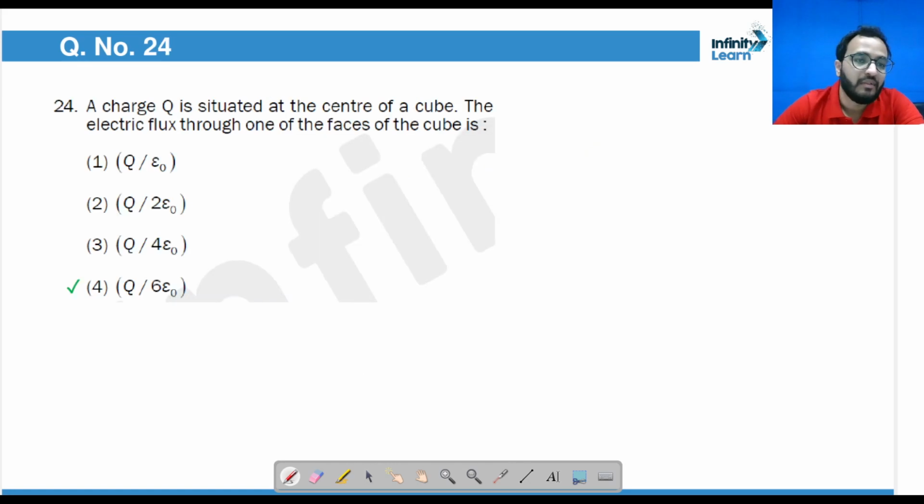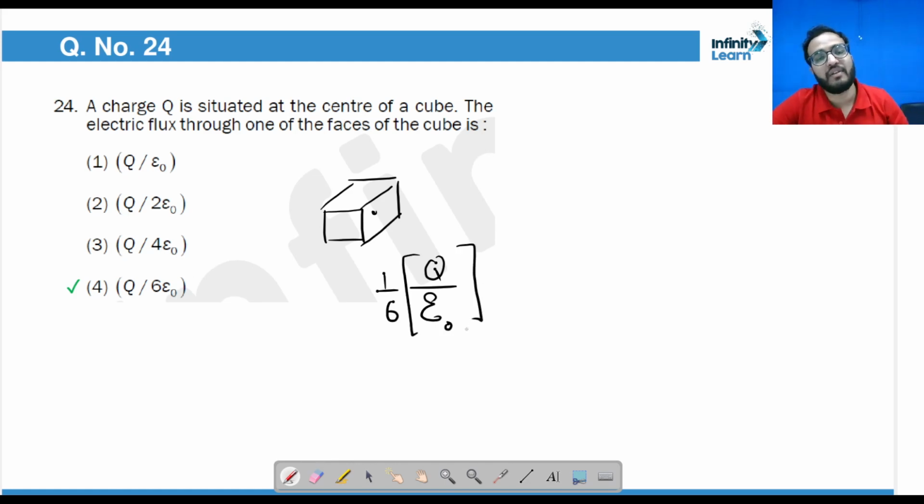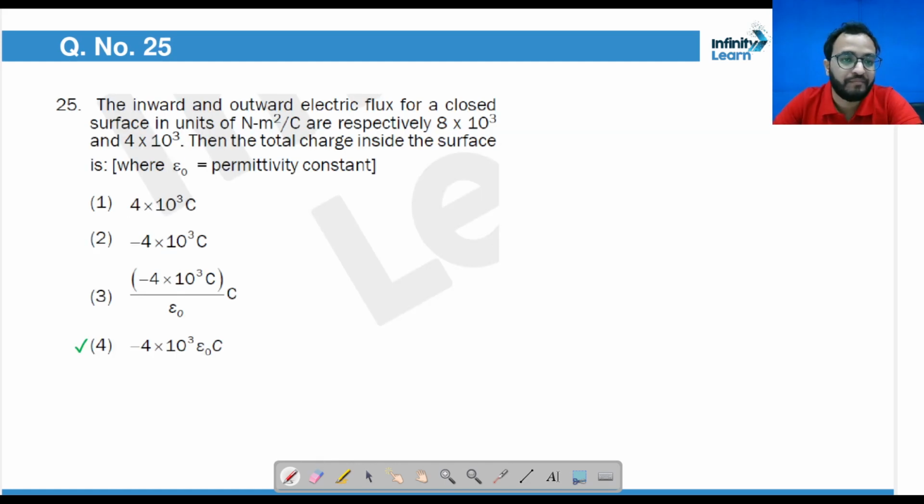Got it? Now everybody knows that Q by epsilon naught is the flux through the complete cube, and the flux is equally divided in 6 phases. So flux through a single phase will be 1 by 6 times the total flux, that is 1 by 6 into Q by epsilon naught.